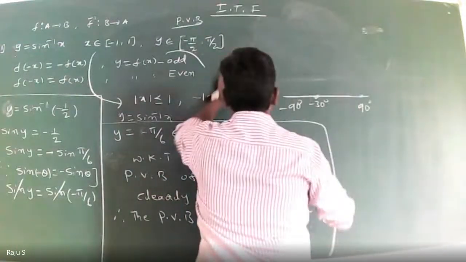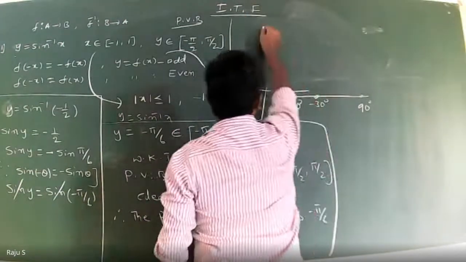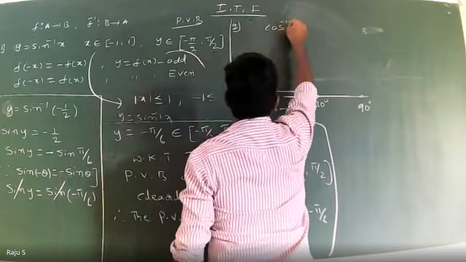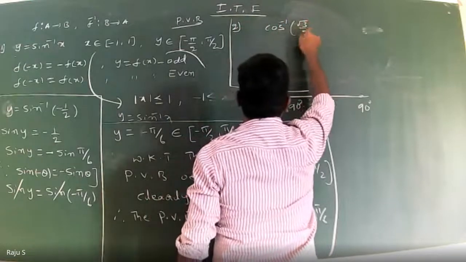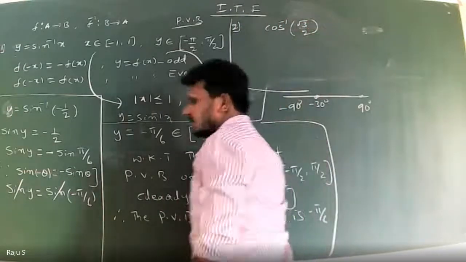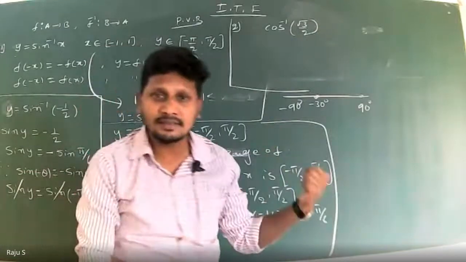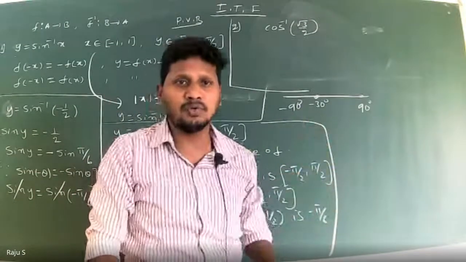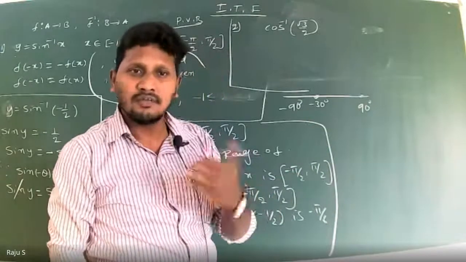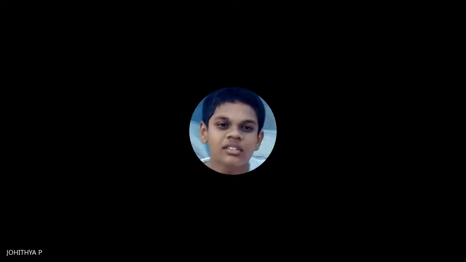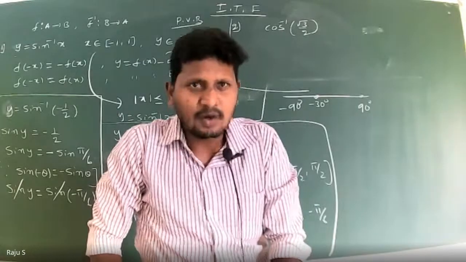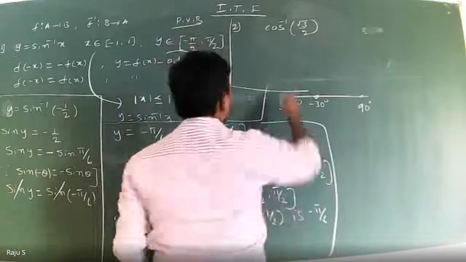the second question is that they have given cos inverse of root 3 by 2. Can anyone say the answer? Cos of what theta will be root 3 by 2? 30. Yes? 30. Am I right? Okay. The answer directly here is 30.